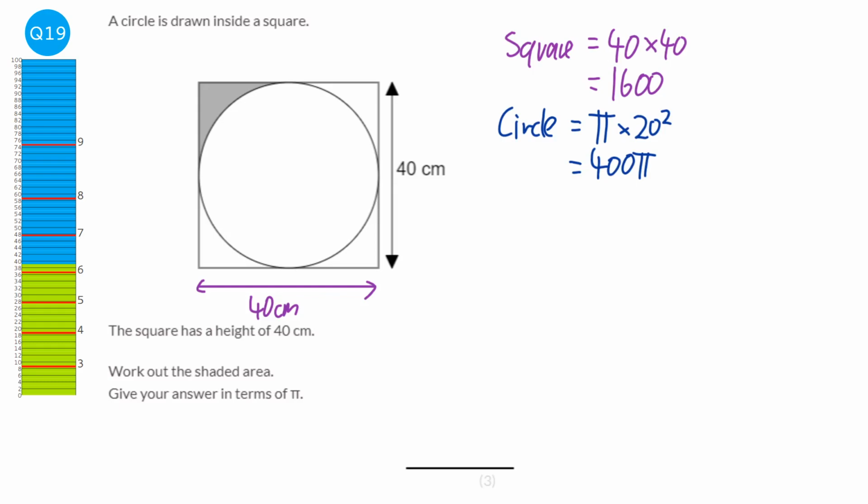Now, next we're going to work out all of the corners, so that includes these three here and this one.